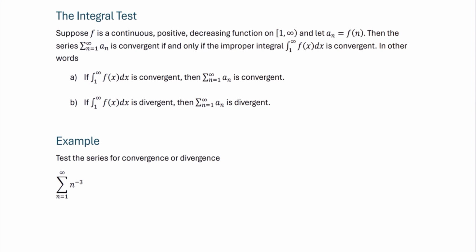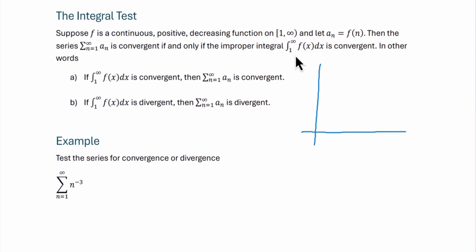In this video, we'll look at the integral test and p-series. Suppose f is a continuous positive decreasing function on the interval from 1 to infinity, and let a sub n equal f of n. Then the series a sub n is convergent if and only if the improper integral is also convergent. Let's think about that in terms of a graph, just a quick sketch.